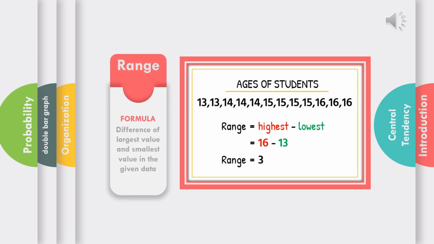Range, as the word literally means. Range is the difference between the largest and the smallest observation. So in the given data, the highest observation is 16 and the lowest one is 13. So the difference.